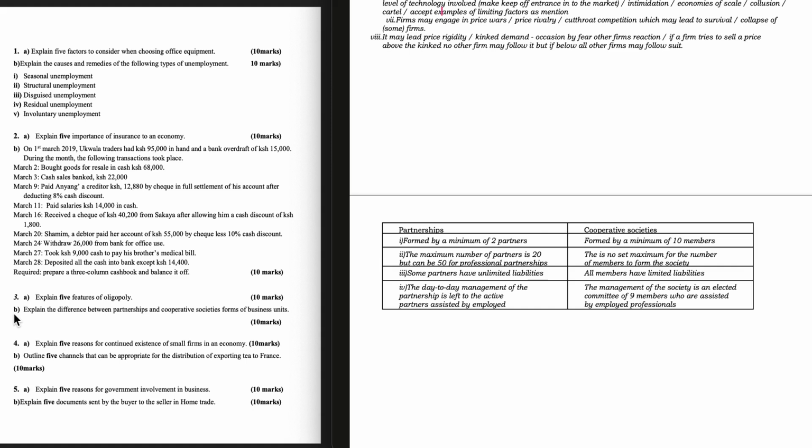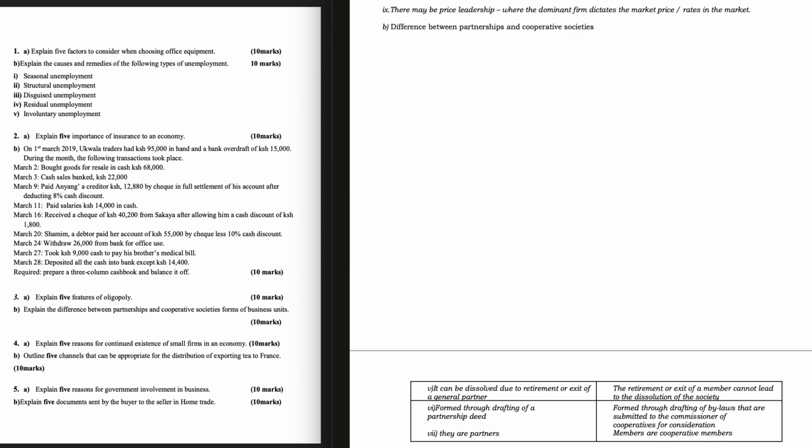The day-to-day management of the partnership is left to the active partners assisted by employed professionals, whereas the management of the cooperative society is an elected committee of 9 members who are assisted by employed professionals. Partnerships can be dissolved due to retirement or exit of a general partner, whereas the retirement or exit of a member cannot lead to the dissolution of the cooperative society.